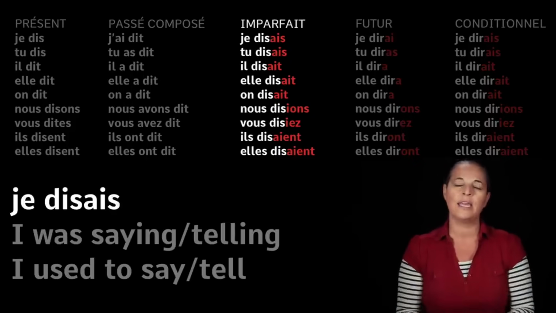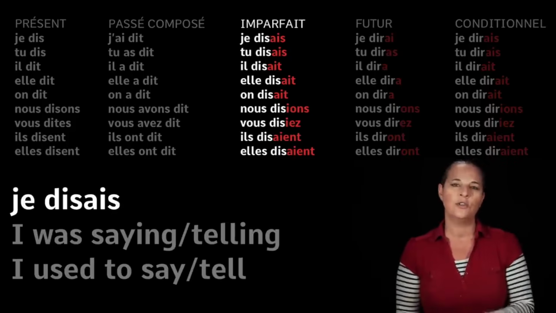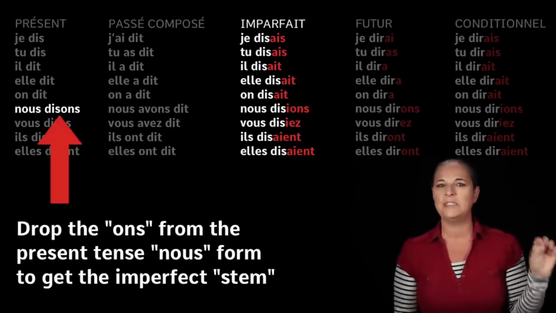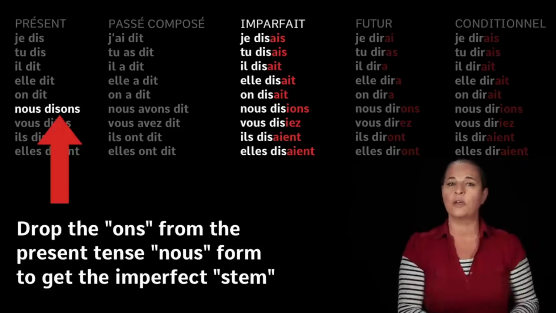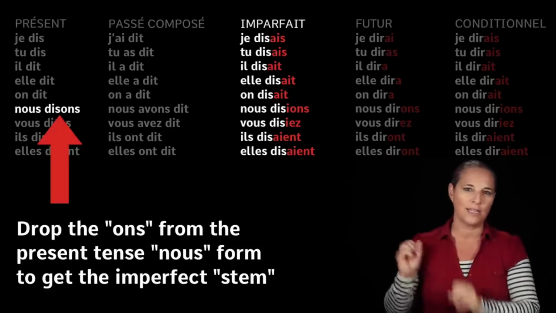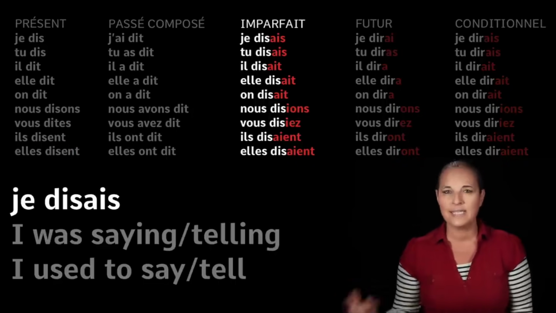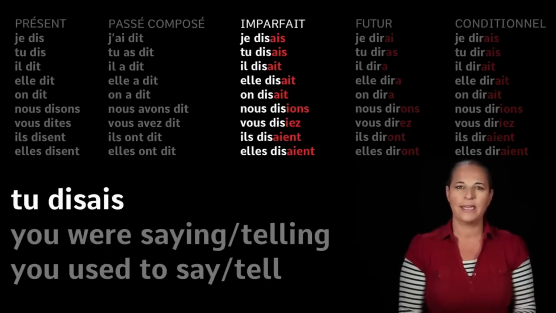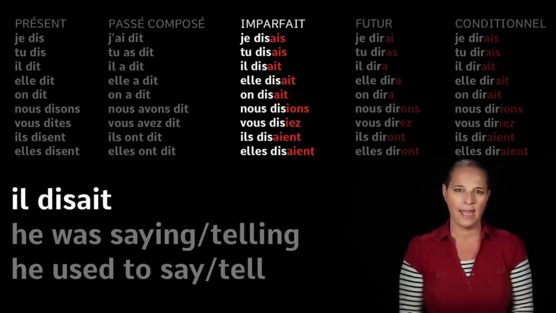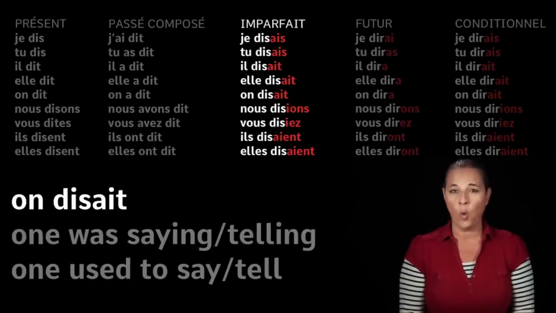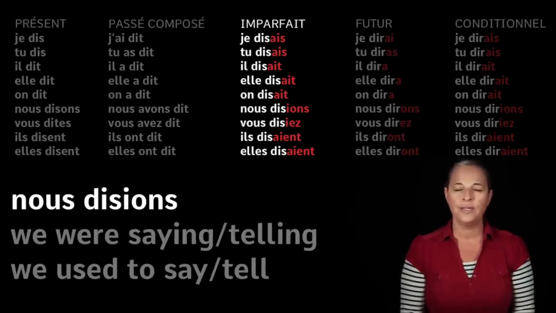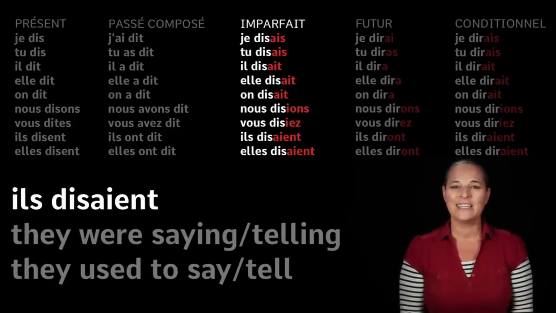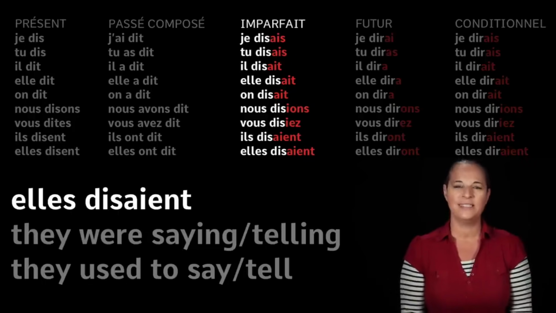What you need to know, however, is that for using the imperfect, you need the nous form of the present tense of that verb. So, for dire, it is nous disons. So that stem, dis, is the stem we are going to use for the imperfect. So let's have a look what it looks like. Je disais, I used to say or I was saying. Tu disais, il disait, elle disait, on disait, nous disions, vous disiez, il disait, elle disait, okay?